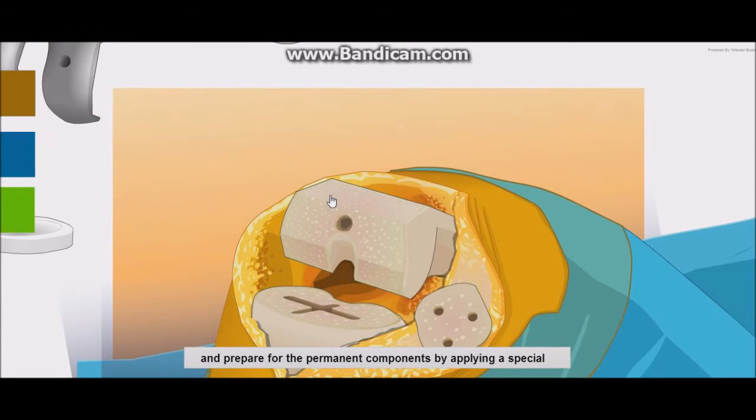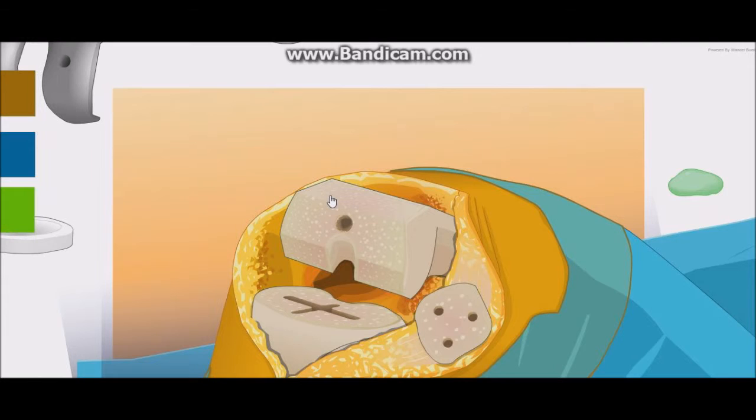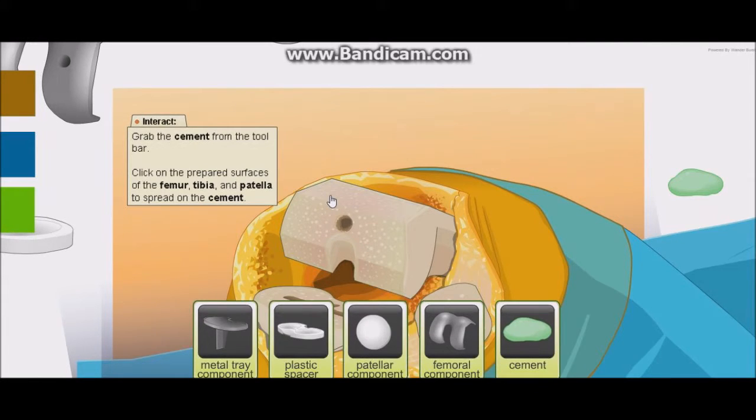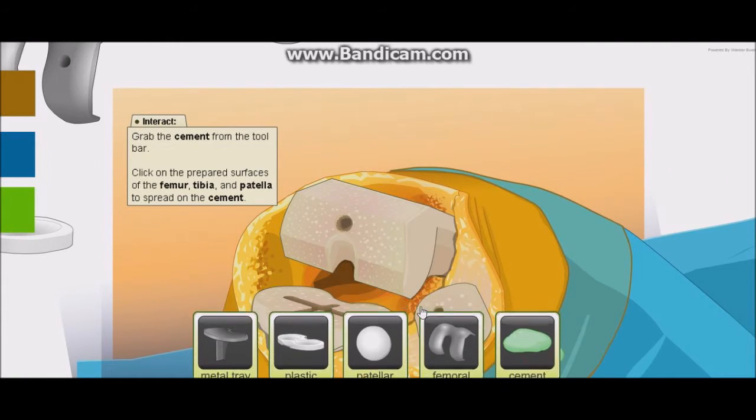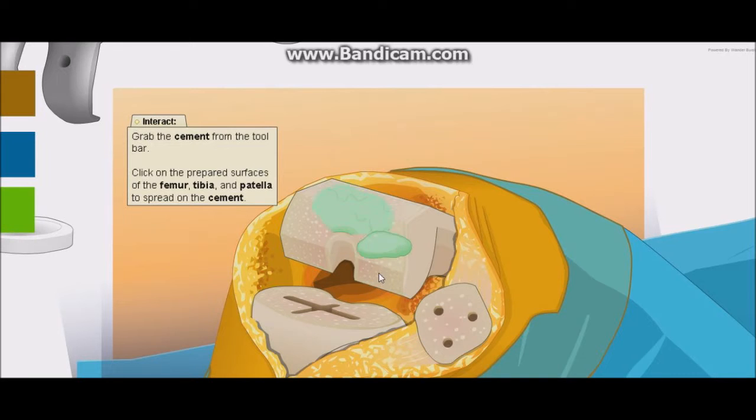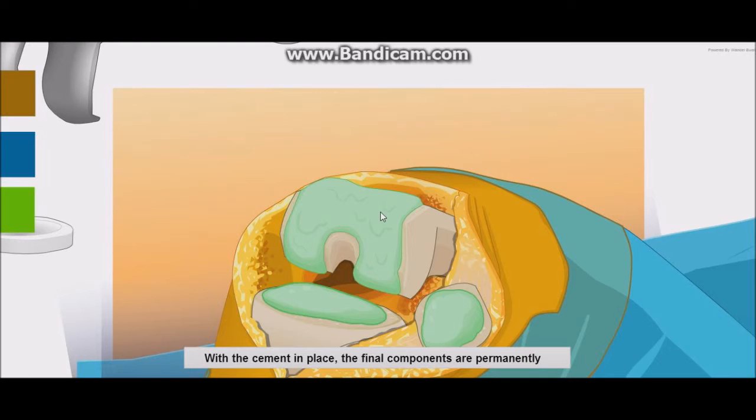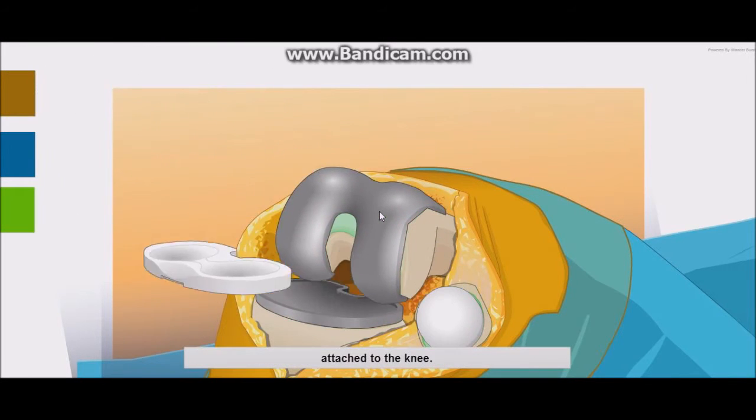Now let's remove them and prepare for the permanent components by applying a special cement compound that binds metal and plastic to bone. The scrub technician has mixed up a batch of cement for you to use. With the cement in place, the final components are permanently attached to the knee.